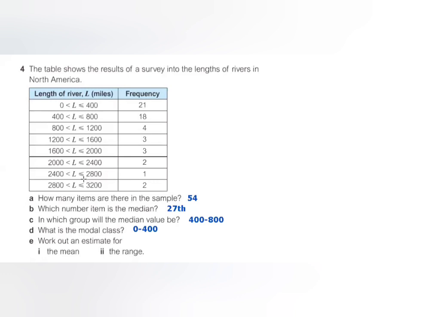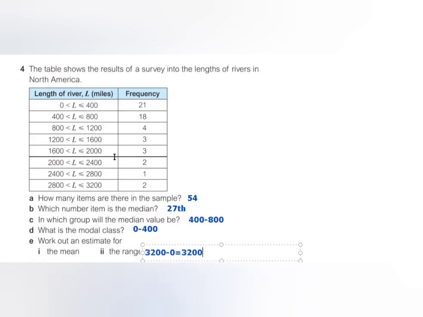It's 3,200. We never look at these numbers, which are the frequencies, because this is how many times we repeated something. The highest number in the data is 3,200 and the lowest one is 0. So the range will be subtracting 3,200 minus 0. This is how to find the range. 3,200 minus 0, and the answer is 3,200.